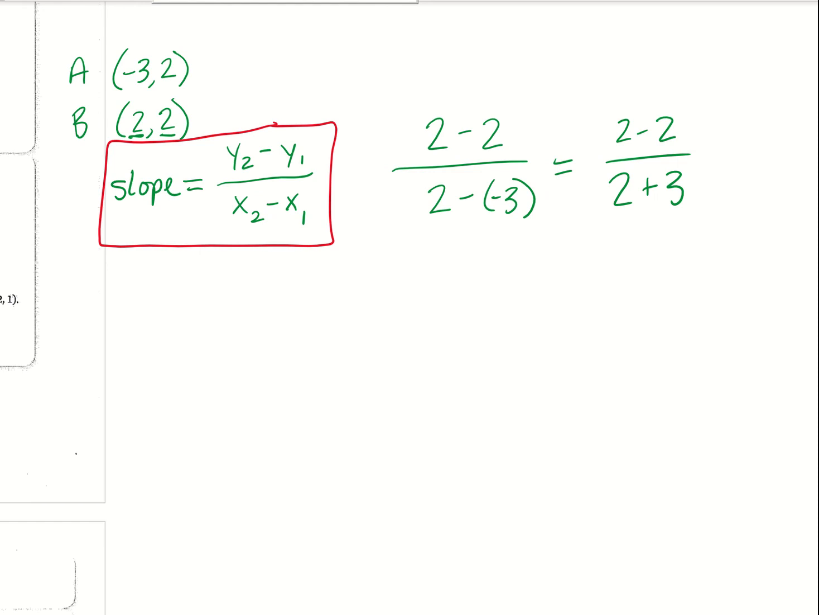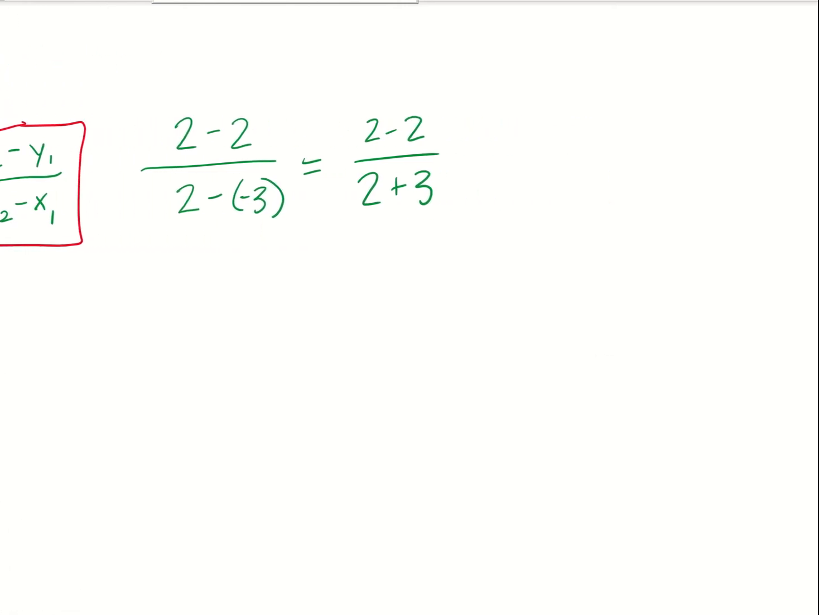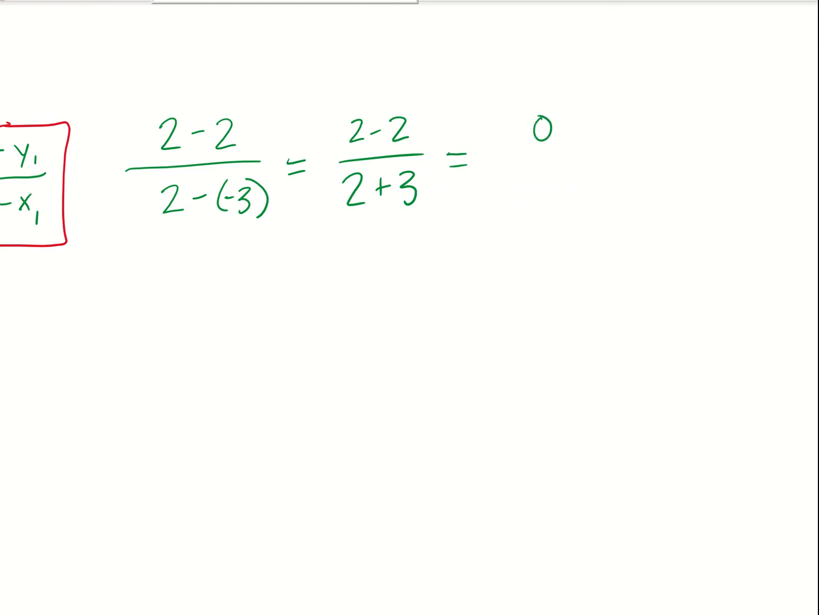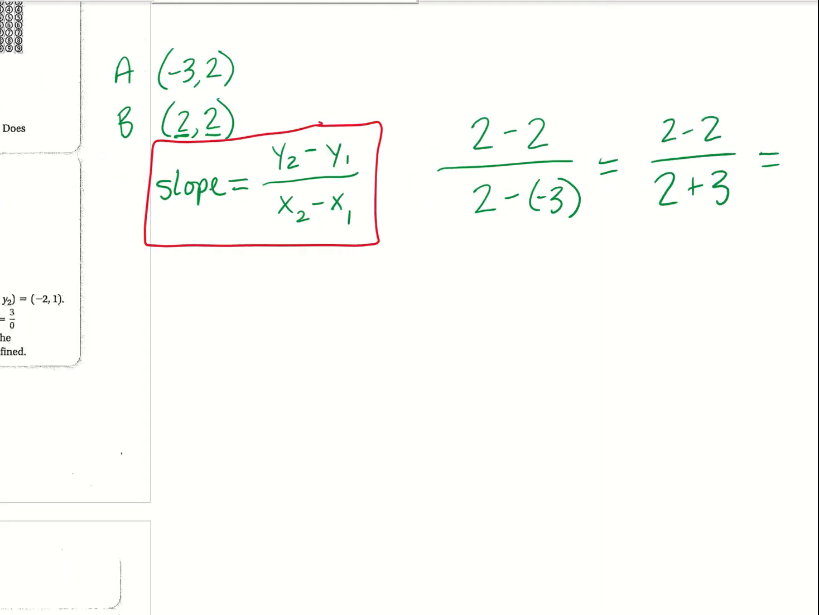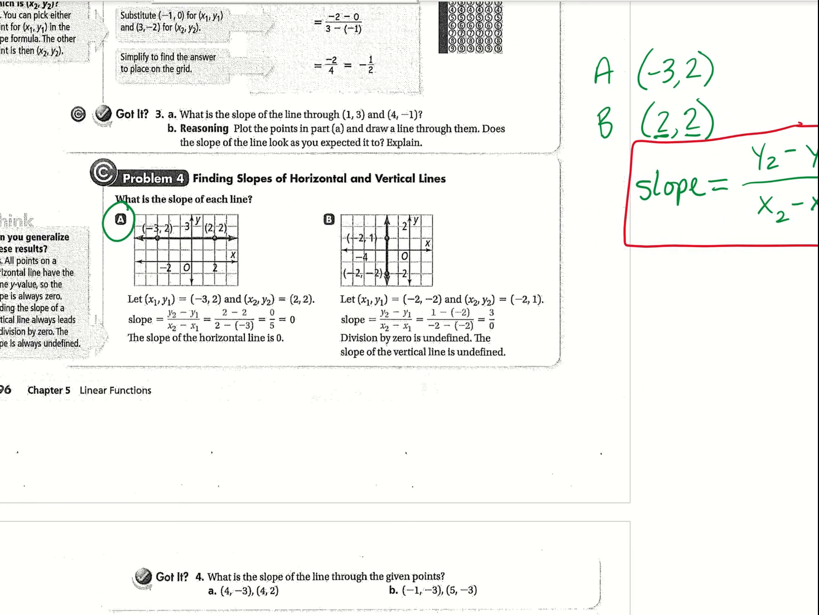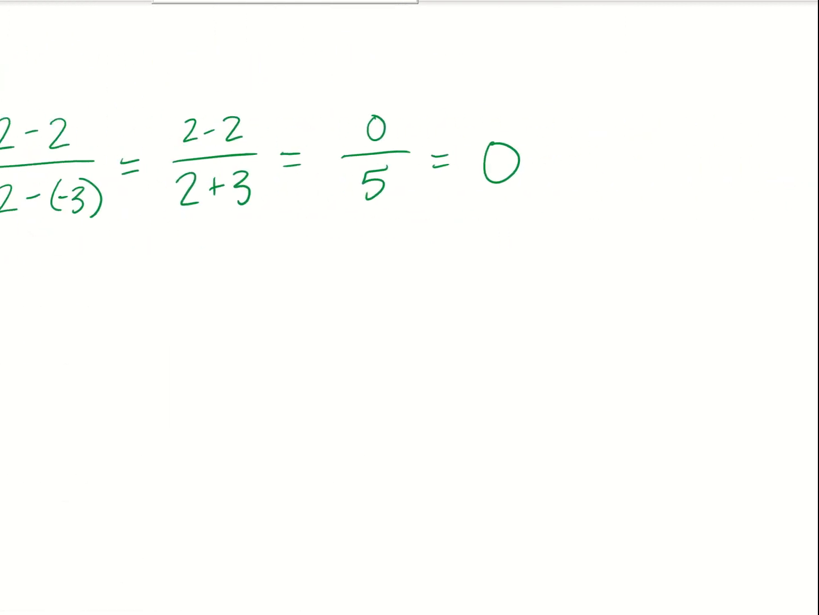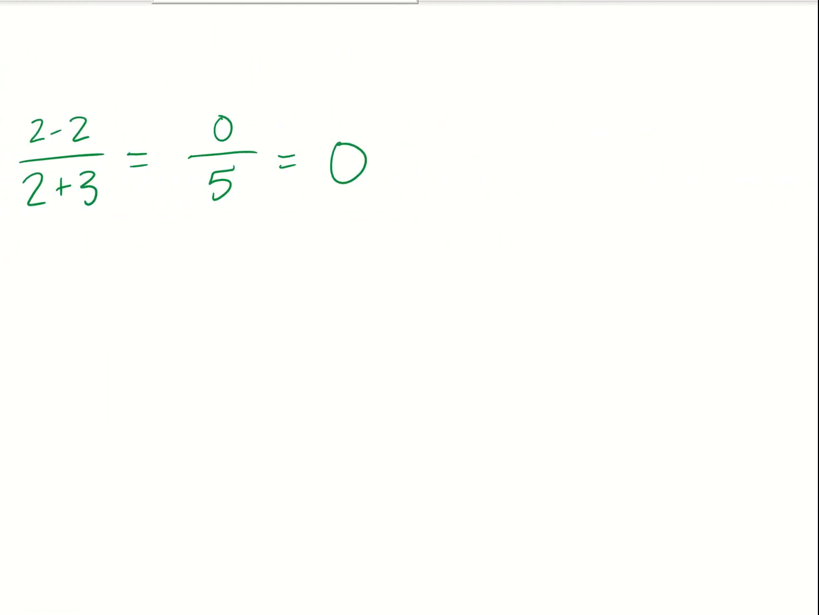If they weren't the same, I would have been able to tell which one was y2 and y1 in the first place, so this one works out for us. We've got 2 minus 2, which is 0, and then 2 plus 3 is 5. So we have 0 over 5 for our slope, which is the same as 0. So our slope for A is 0. Any horizontal line is going to have a 0 slope. So 0 means it's a horizontal line.